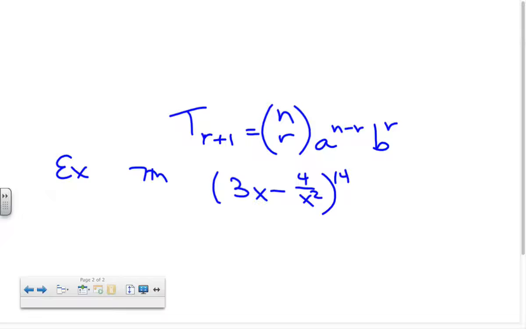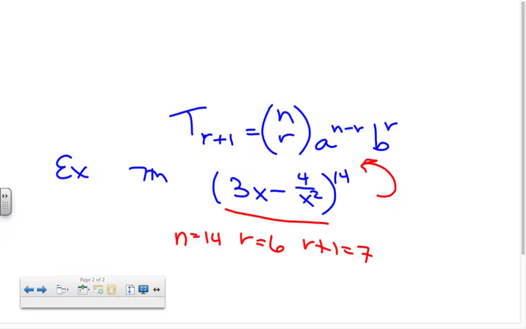Okay? So let's just label all of our pieces, because we're going to take this equation and plug it into this formula. N is 14, R is 6. Think about this: R is always going to be 1 less than the term that we're looking for. So R plus 1 is 7. Just think about it that way. A is 3x, and B is negative 4 over x squared.